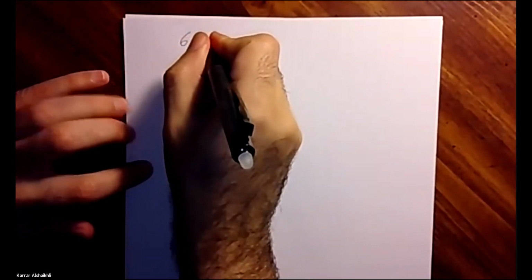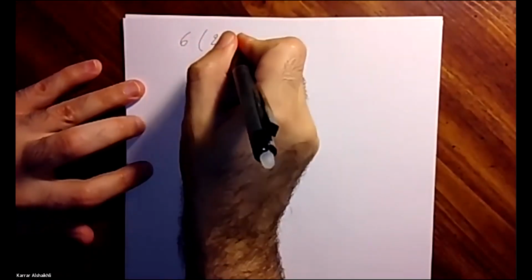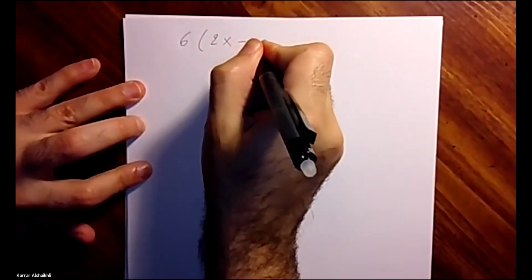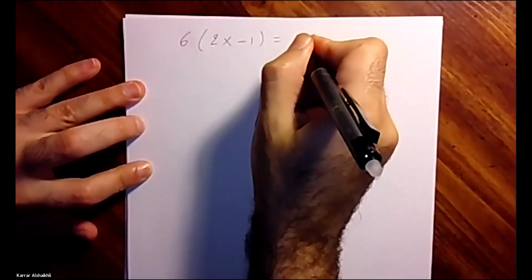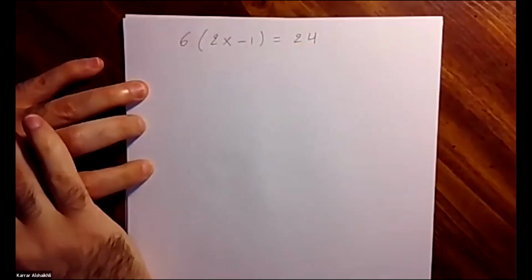Let's do the next one. We have 6(2x minus 1) equal 24.